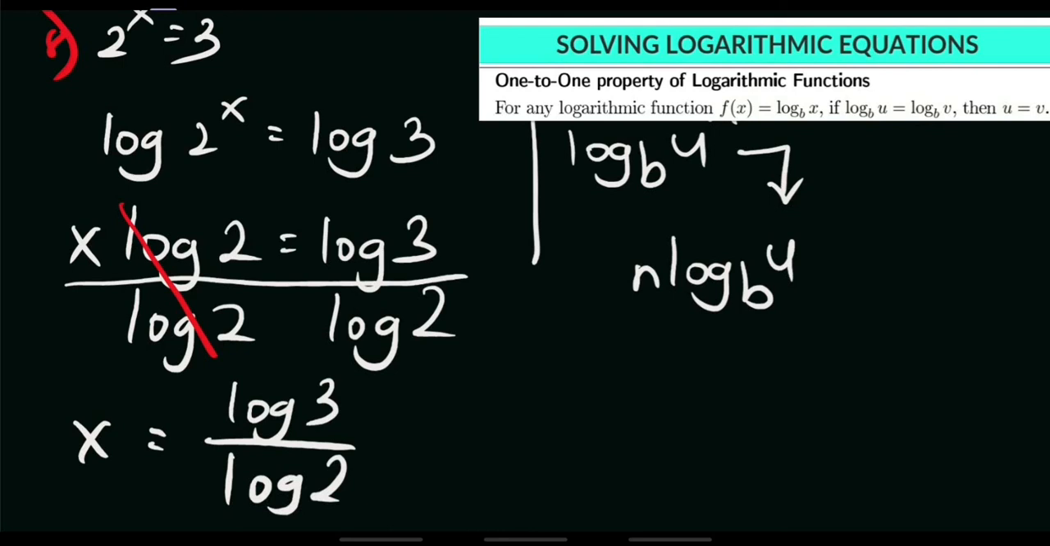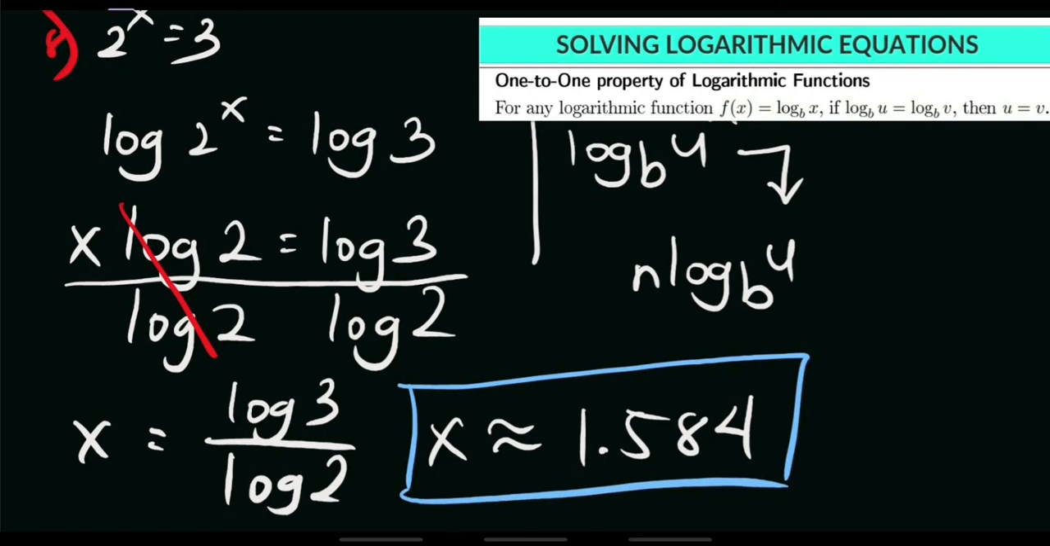It's up to you if you want to use a calculator. Actually, we have the values for these logarithms, so let's divide them. With the use of a calculator, the value of x is approximately, not equal, since we are just approximating the value, approximately 1.584. Again, if you want to double check your answer, let's use a calculator for this one. So that's it. That is actually the procedure.